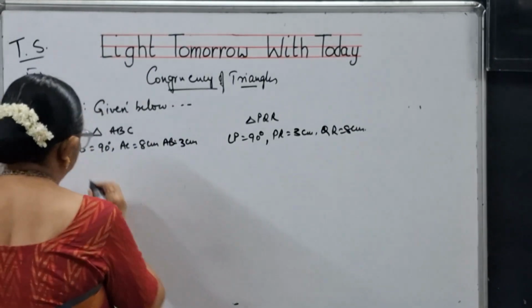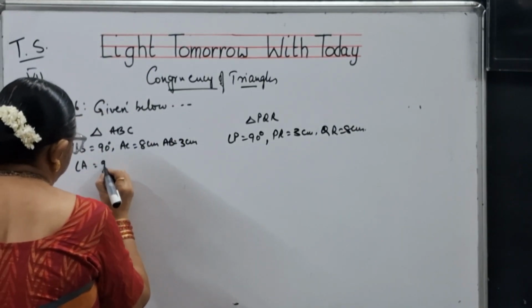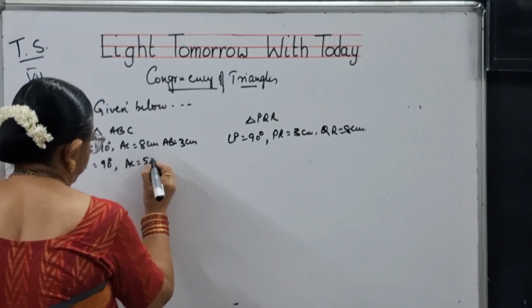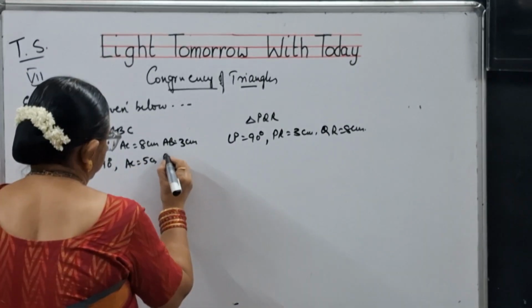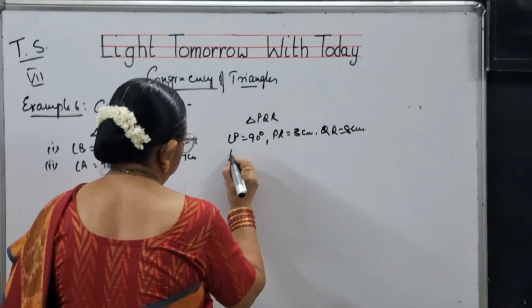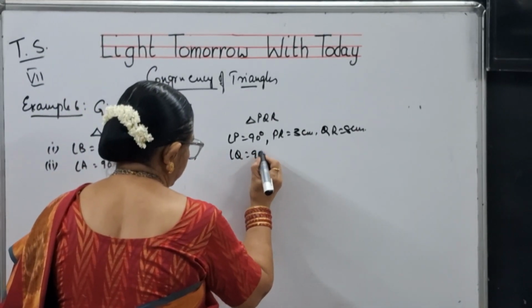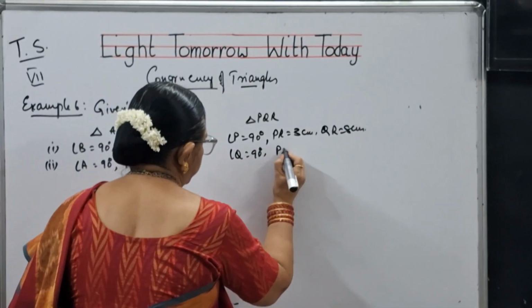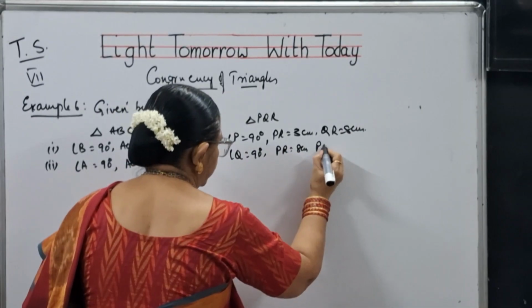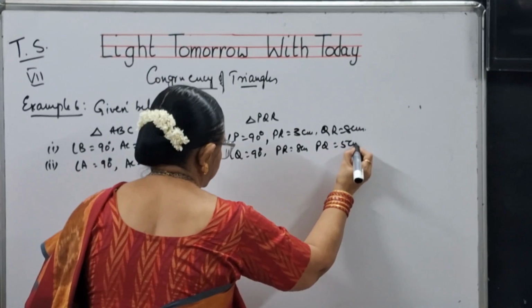And the second one: angle A is equal to 90 degrees, AC is equal to 5 centimeters, BC is equal to 9 centimeters. And here angle Q is equal to 90 degrees, PR is equal to 8 centimeters, PQ is equal to 5 centimeters.